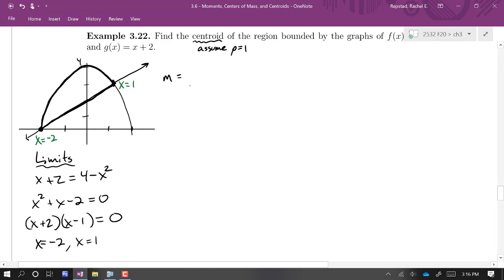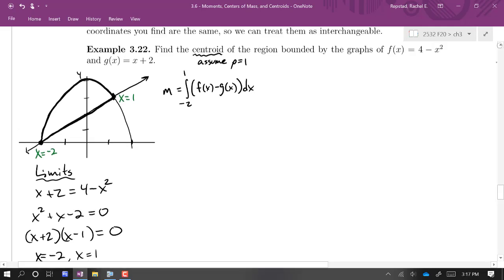Alright, so let's compute our integrals. We have 3 integrals to compute: one for mass, one for the moment about the x-axis, and one for the moment about the y-axis. Let's just get started here. The mass is the integral from minus 2 to 1 of f of x minus g of x dx. Again, we're assuming that rho is equal to 1, so I can leave out that factor.